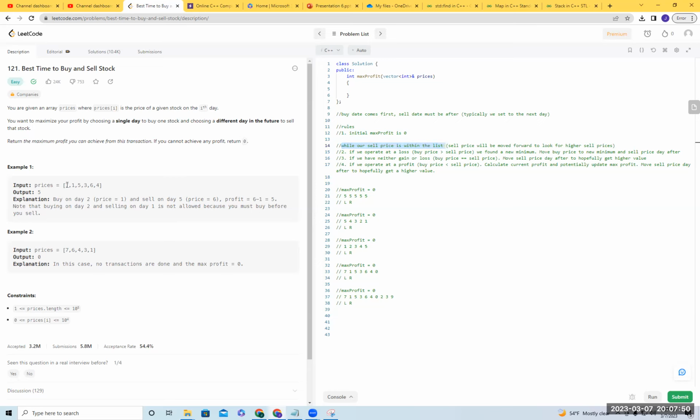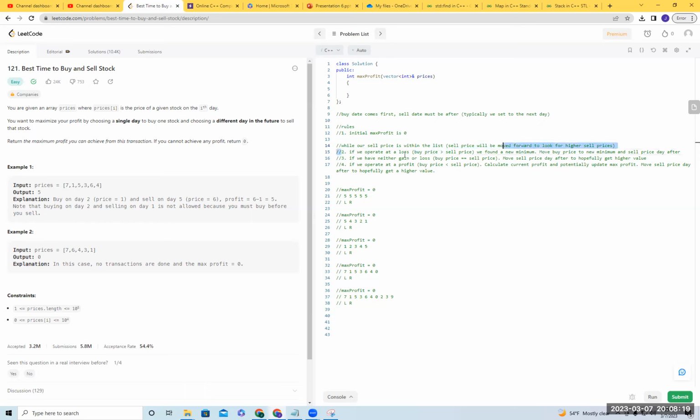Next up, we want to consider while our sell price is within the list. Our sell price is going to start towards the beginning. Technically, it's not going to be the first one. We're going to set it equal to the second value, and then continue iterating until we get to the end of the list. Our sell price must move forward for each transaction, because we're always looking for a higher value to sell our stock for. So it's always moving forward, and it's the basis of the condition for which we keep iterating.